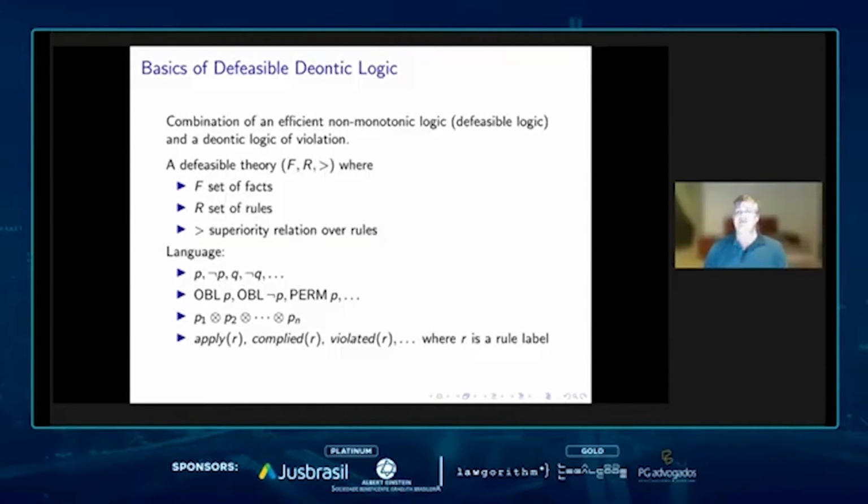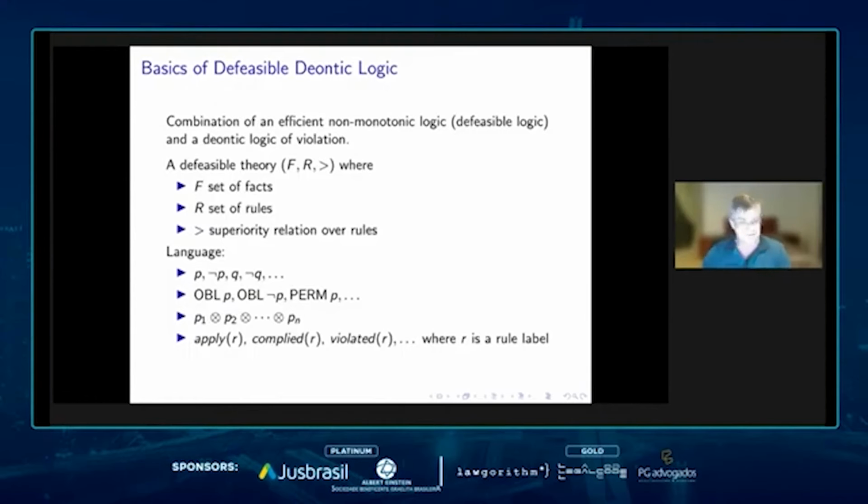A defeasible theory is the way we structure our knowledge, and essentially it corresponds to a set of facts, which correspond to the facts of a particular case, a set of rules, which correspond to the encoding of a piece of legislation, and finally a superiority relation. The superiority relation is an internal mechanism to describe the relative strength of rules in case the rules have opposite conclusions and they both fire at the same time. So we can determine that one rule overrides the other, and then we can discard one of them.